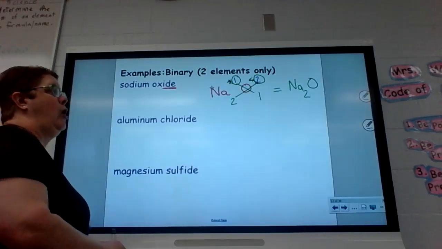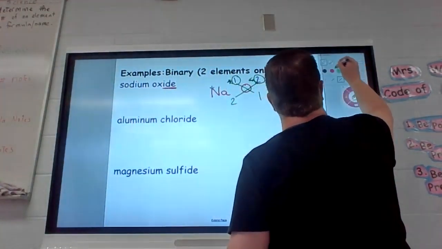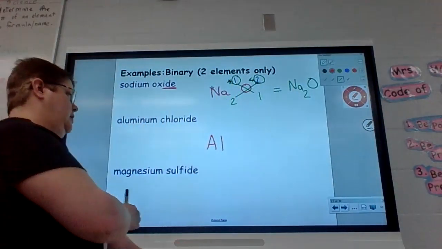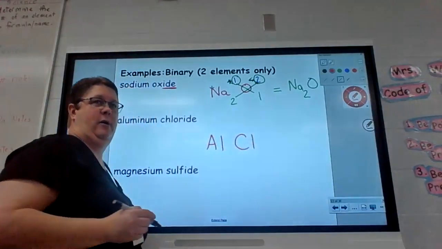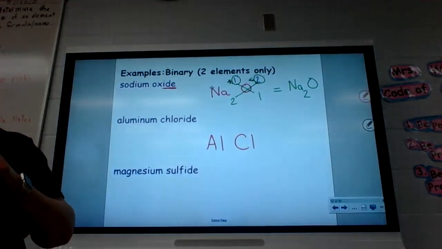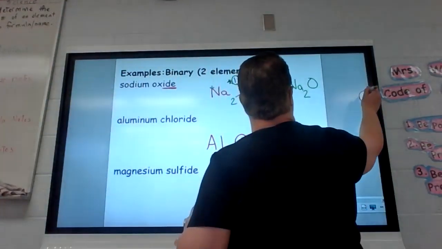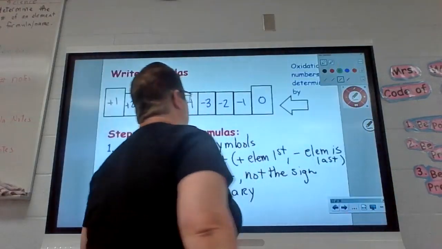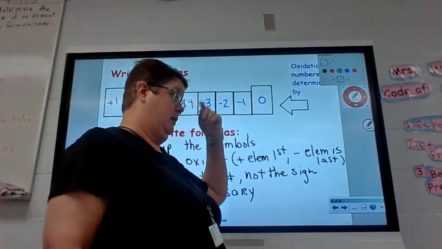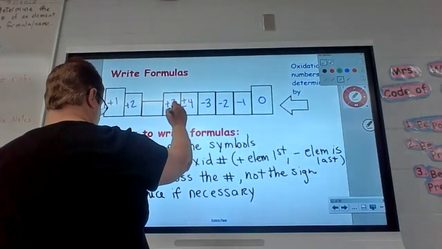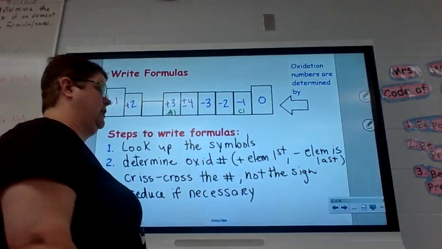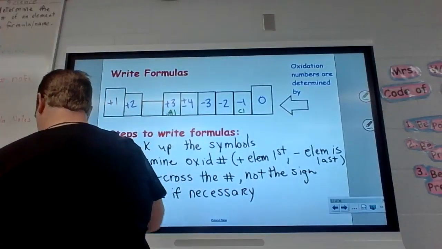All right, so aluminum chloride. What is aluminum? What is chloride? Okay, so again, find the oxidation numbers. What is aluminum? Look at the periodic table. Where do they fall in the groups? It's +3. What's chlorine? -1.